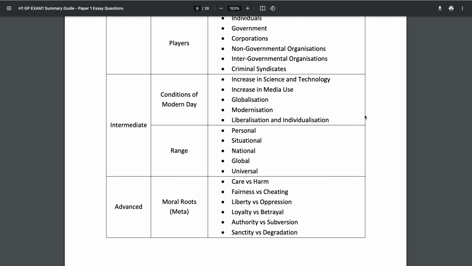Intermediate is a little bit more challenging, but is still perfectly okay for most of you. Conditions of modern day, this is regarding the 21st century context: increase in science and tech, increase in media use, globalization, modernization, liberalization, individualization. All of these you can cross with your basic so that you can start to go into depth about the human intent.